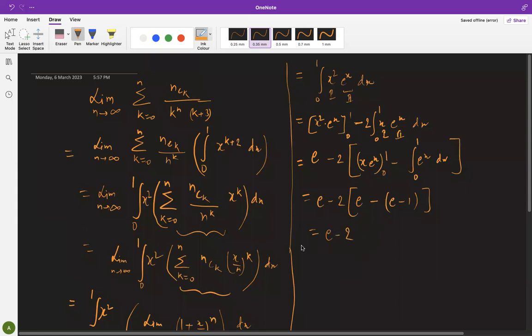Here we have used binomial, then we have used limit, and we are obviously using integration as well. I hope this is clear to you.